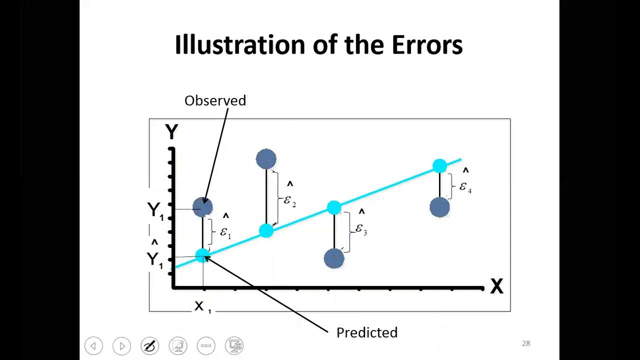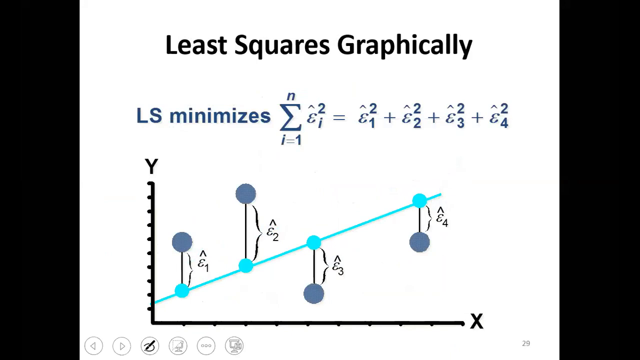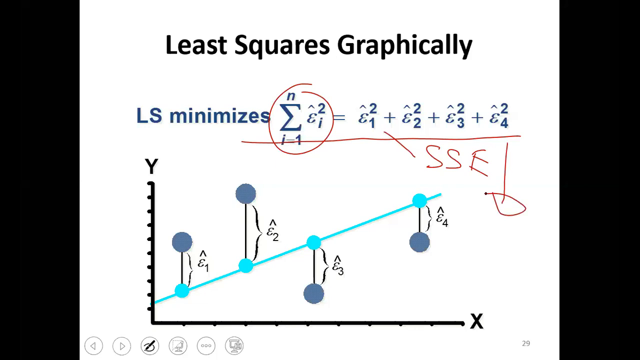So the error terms are E1, E2, E3, E4. Here we sum up all the errors. Clear? Once you sum up all the errors, that is called the sum of squares of error. We want to reduce this sum of squared error as much as possible. That is the objective of this technique, the least square technique.